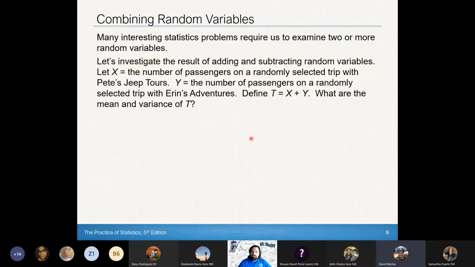So now we can combine random variables. Many interesting statistical problems require us to examine two or more random variables. Okay, let's investigate the result of adding and subtracting random variables.